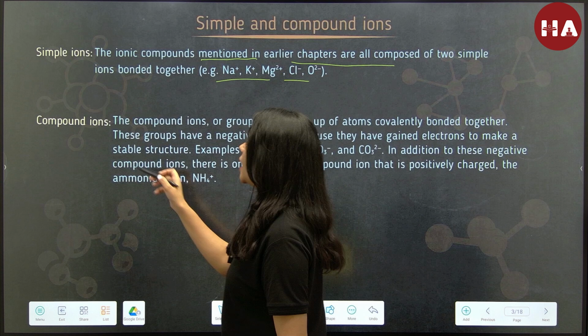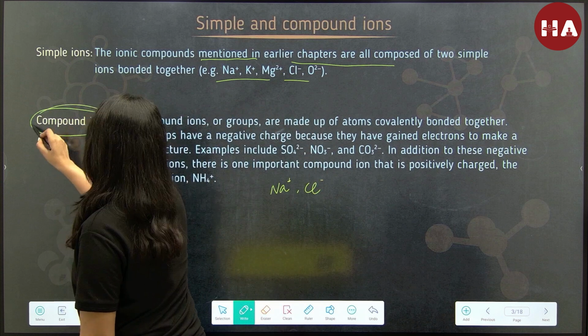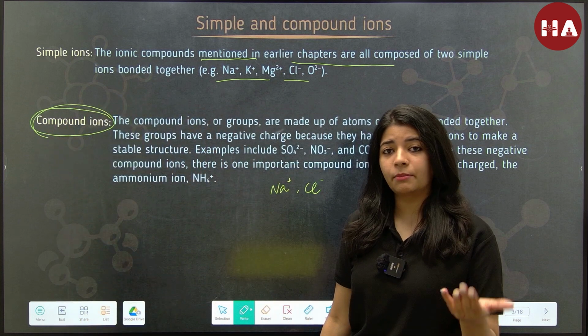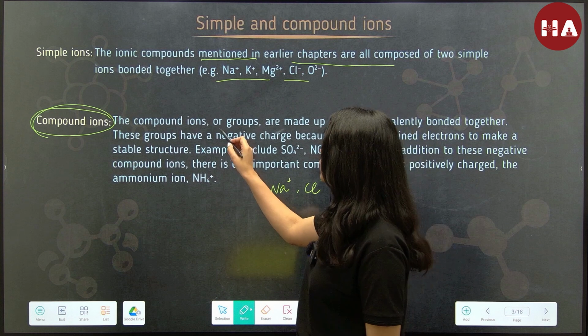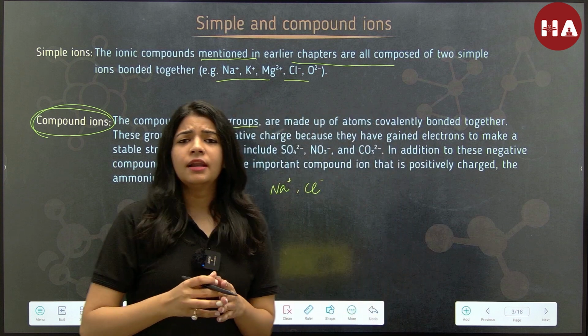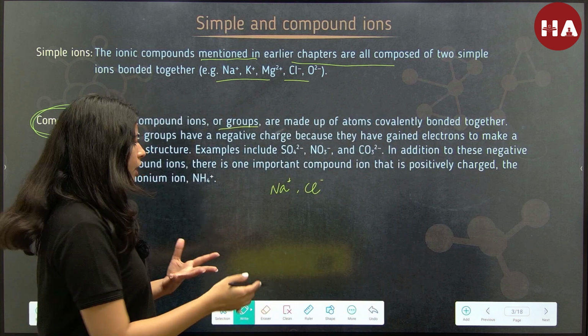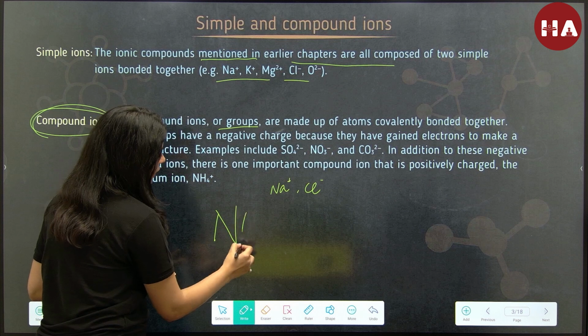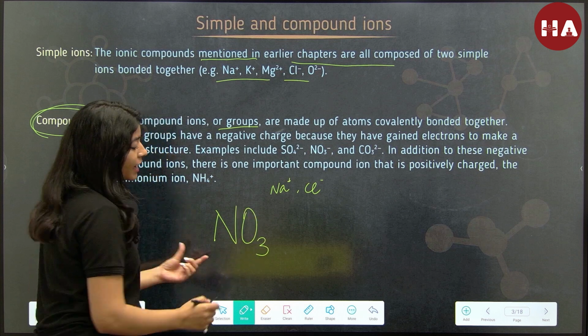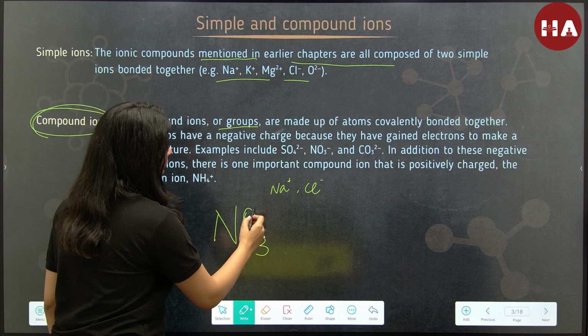But what are compound ions? This is something new which you will be introduced to in chemistry now. Compound ions are actually groups of ions. For example, you have seen nitrate. Nitrate is a compound ion. It is composed of nitrogen and oxygen atoms, and a charge over it.